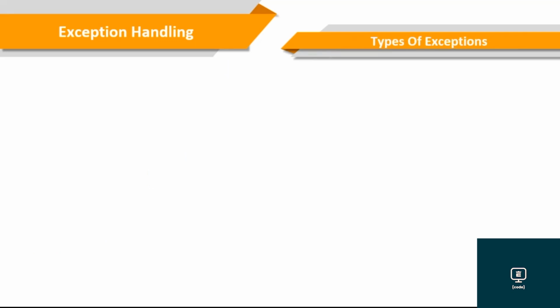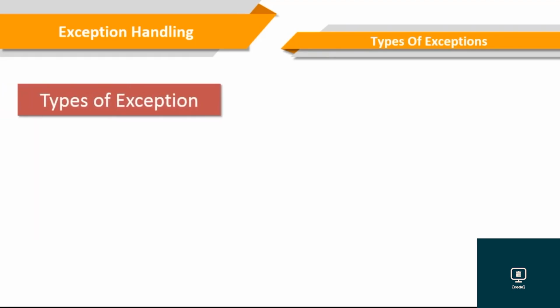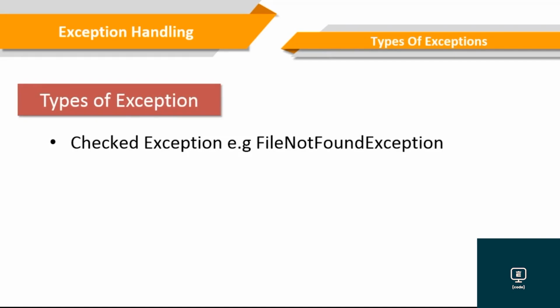Types of exceptions. There are 3 types of exceptions in Java. The first one is the checked exception. Checked exceptions are mandatory to handle. You've got to deal with them. Checked exceptions are generally caused by faults outside of the code itself, such as missing resources, networking errors, stuff like that. These exceptions are checked at compile time, so these are also called compile time exceptions.